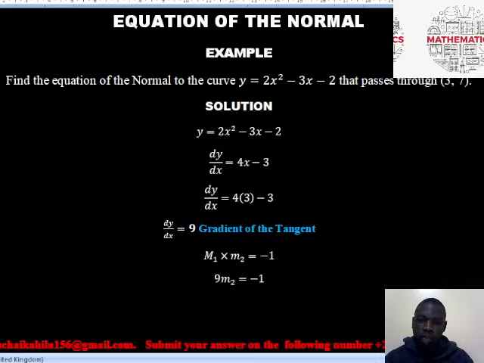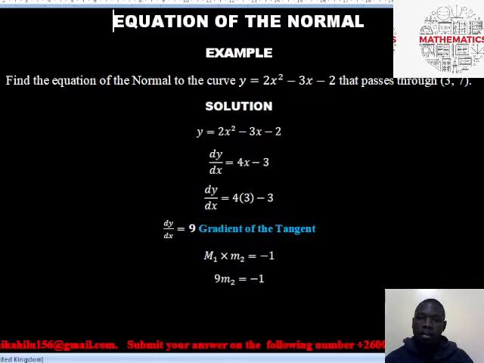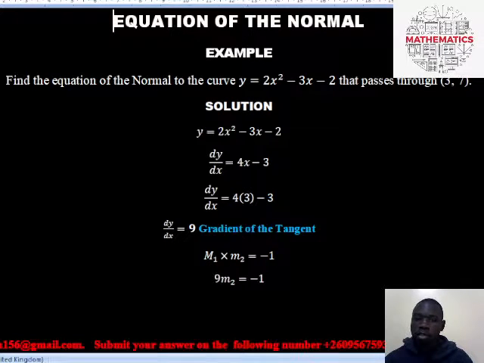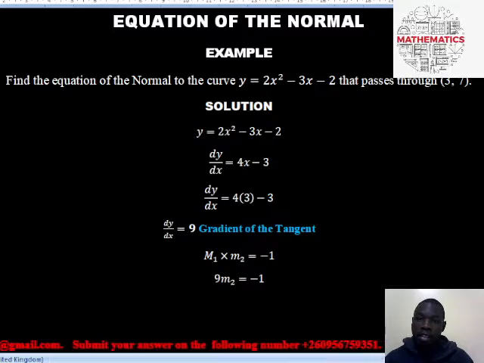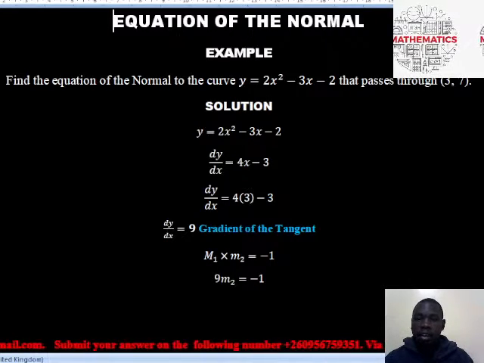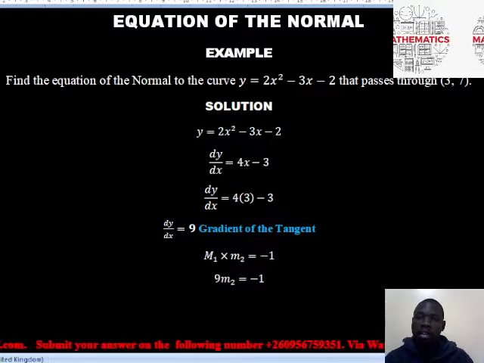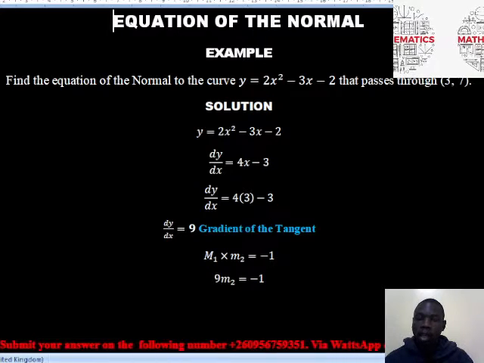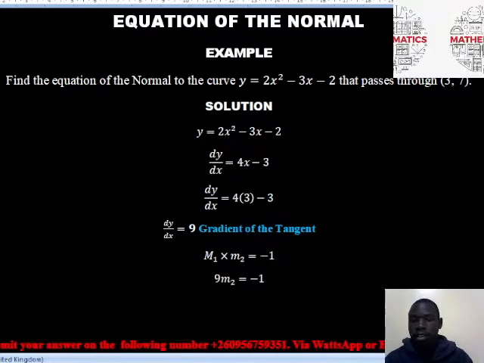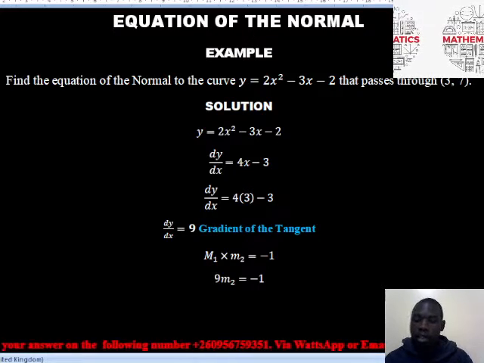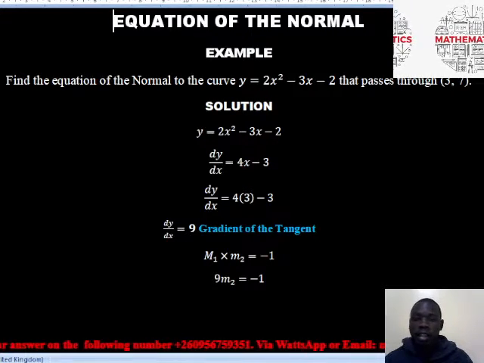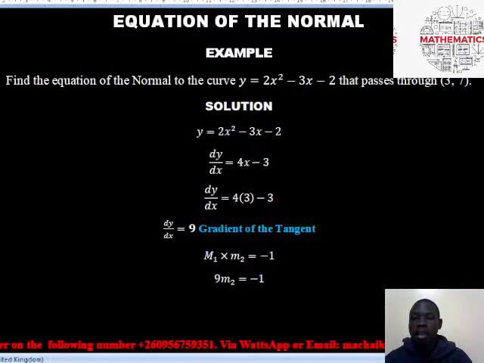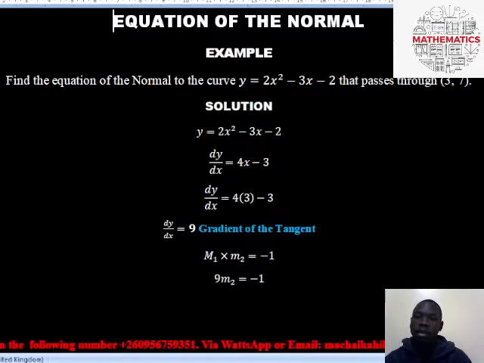Before you attempt to solve the question, first bear in mind that you need to differentiate this curve, or find the derivative of this function. After differentiating the curve, you need to find the value of the gradient of the tangent. Remember that we want to find the equation of the normal. Hence, we need to find the gradient of the normal.